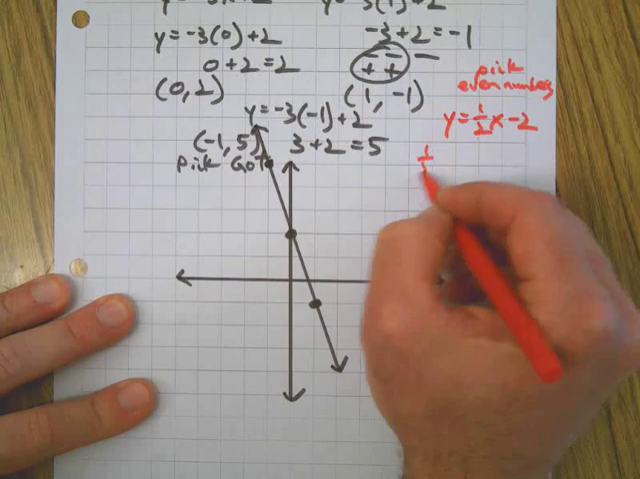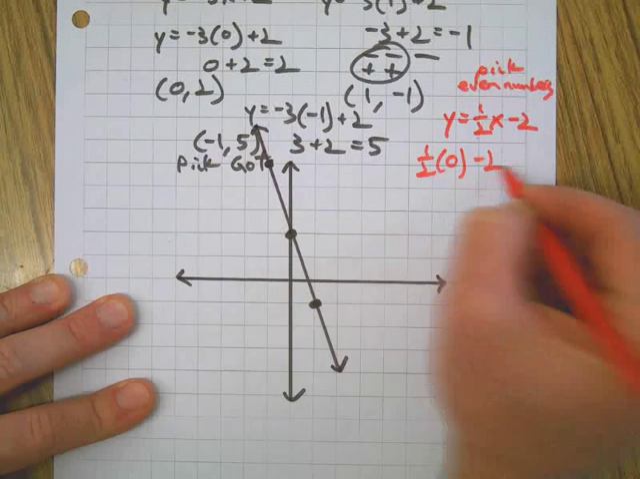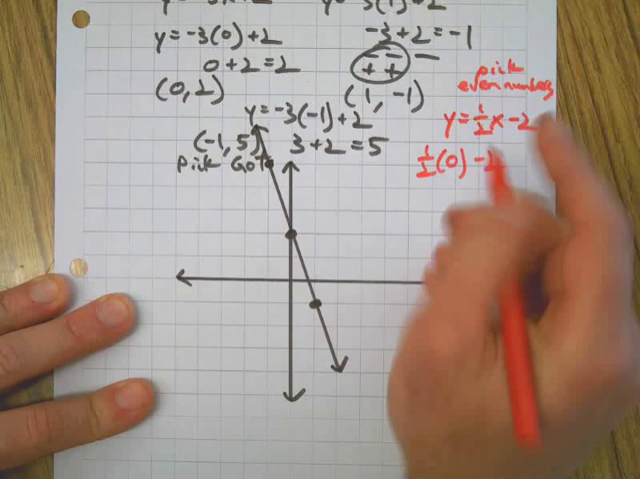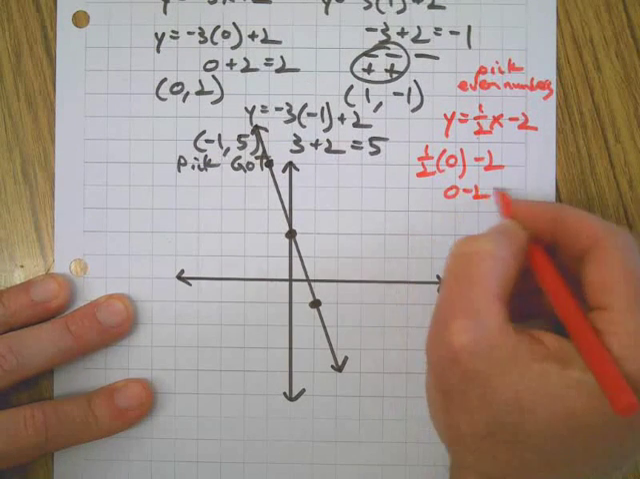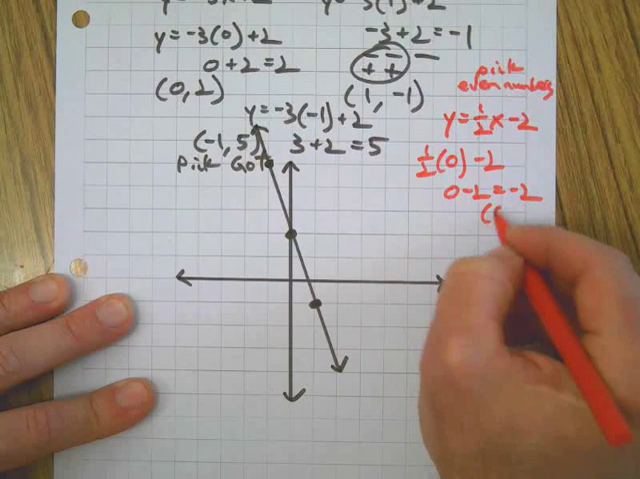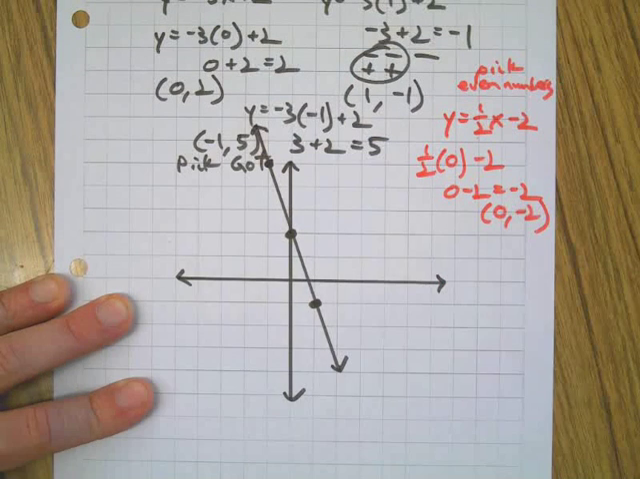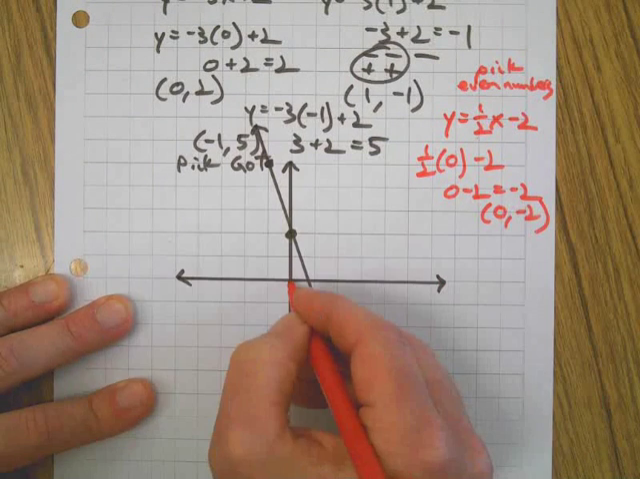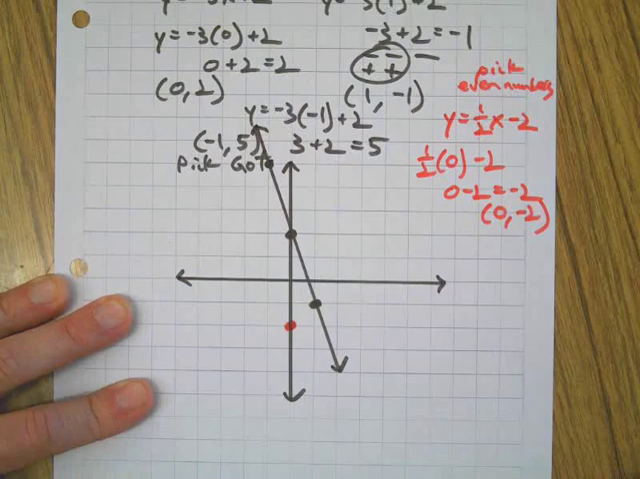My first choice is going to be 0. Why? Well, I always pick 0 first. I'm a man of mystery. Okay, 0 minus 2 equals -2, so my first ordered pair is 0, -2.